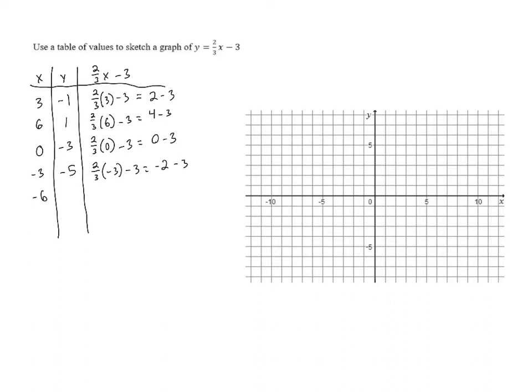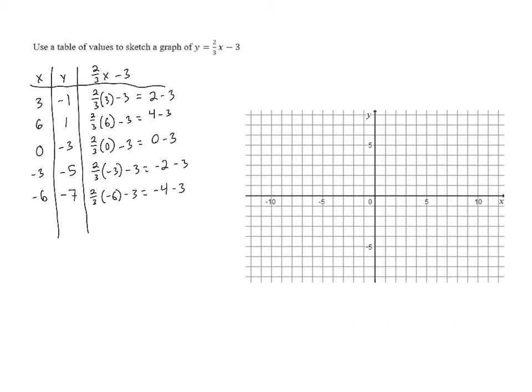And lastly, we'll plug in -6. 2/3 times -6 minus 3. 2/3 times -6 ends up being -4. And -4 minus 3 is -7.